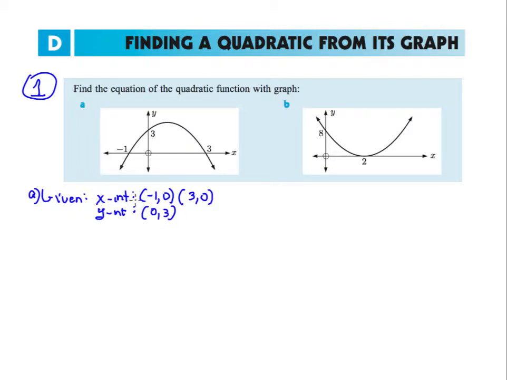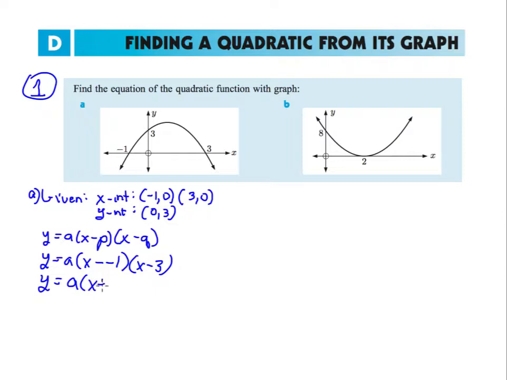Since I know my intercepts, I think the best thing to use is the intercept form of the quadratic equation. Remember, that's y equals a times x minus p times x minus q, where p and q stand for my x-intercepts. So let's plug in those x-intercepts I'm given. Let's replace p with -1 and q with 3. Simplifying this down, I end up with my equation as y equals a times x plus 1 times x minus 3.